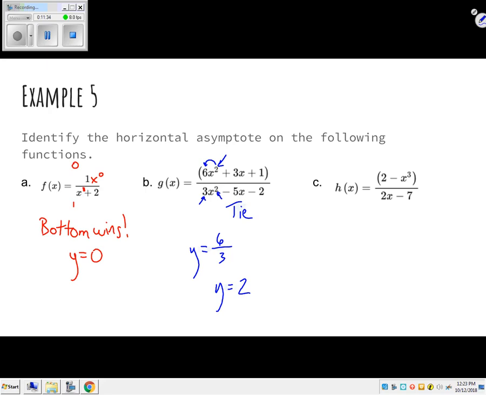Oh, I like C. C, now careful, I put the x cubed back here. So the top still wins, even though the x cubed's back here. If you need to rewrite this in order, please do so. Now I definitely see the top wins. Degree of the top is 3, degree of the bottom is 1, top wins. There is no horizontal asymptote, okay? That doesn't happen a whole lot when we start graphing. It might happen some.